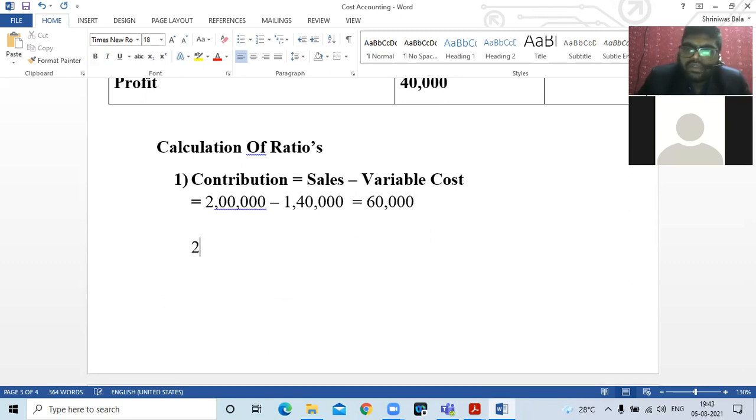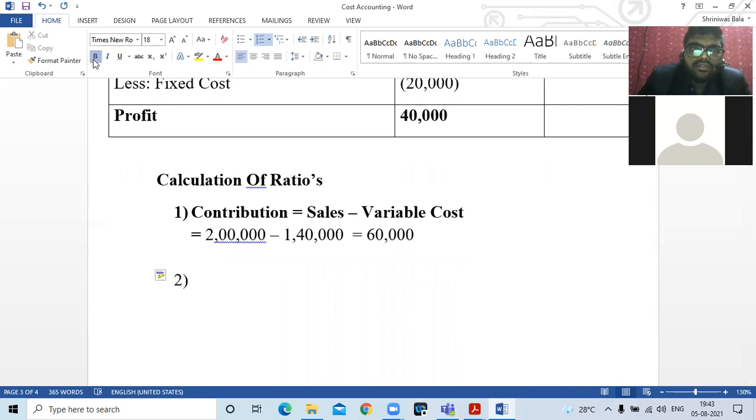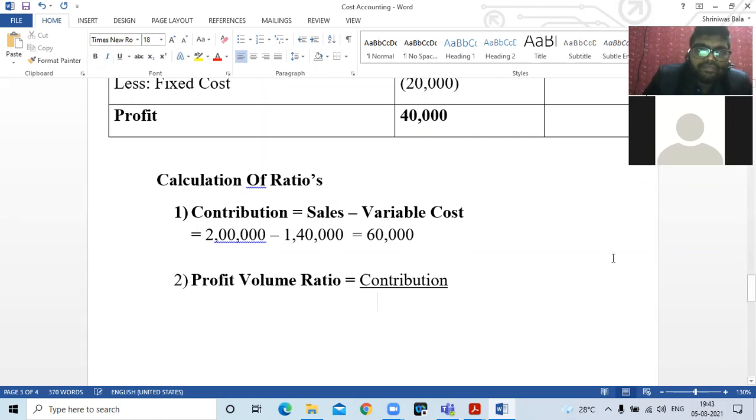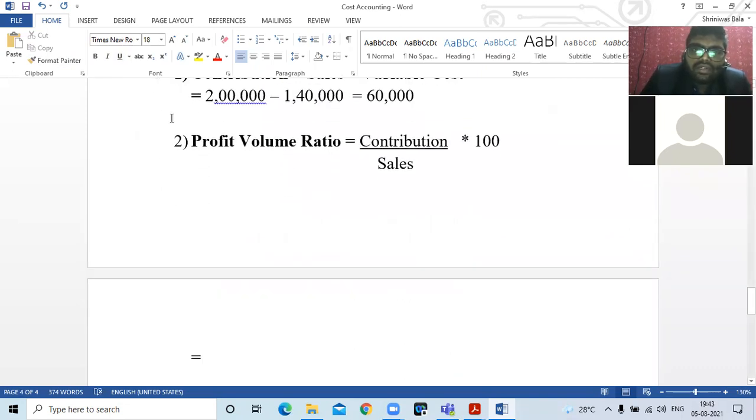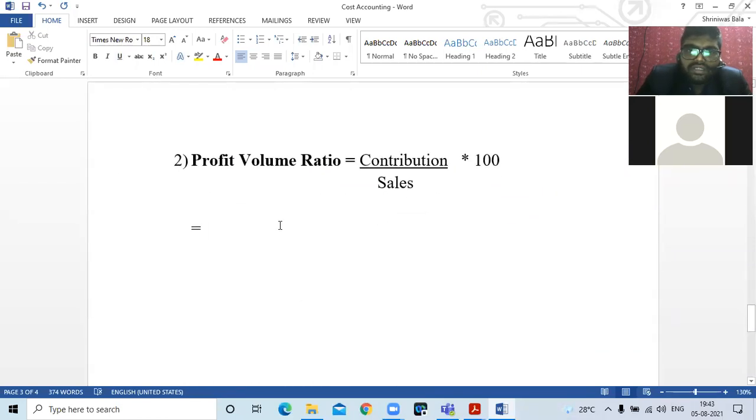Okay, that is done. Now second, they ask you to calculate PV ratio, that is profit volume ratio. So I will write the formula for profit volume ratio: contribution upon sales into 100. Now what is your contribution? We have just calculated it: 60,000, and your sales is 2 lakh. Correct, no? So 60,000 divided by 2 lakh.